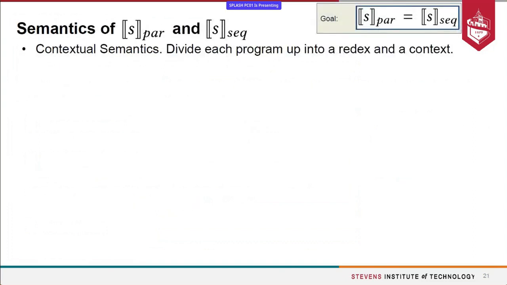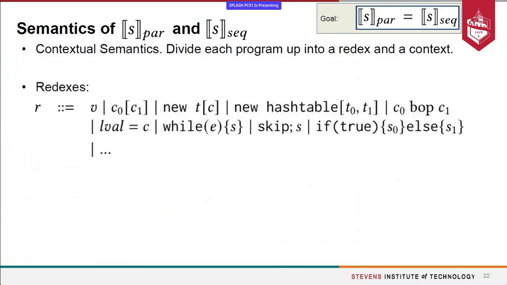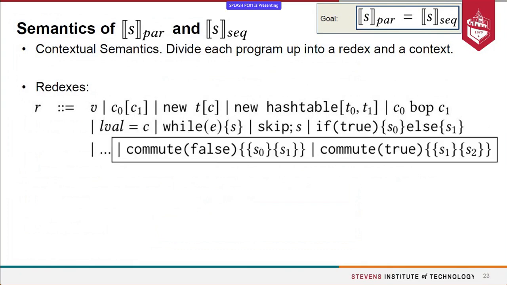Let's start by briefly outlining our approach to giving our language a semantics. We're just using the approach of contextual semantics. So every program can be divided into a redex and a context. We give some standard redexes and add these redexes for our commute statement.